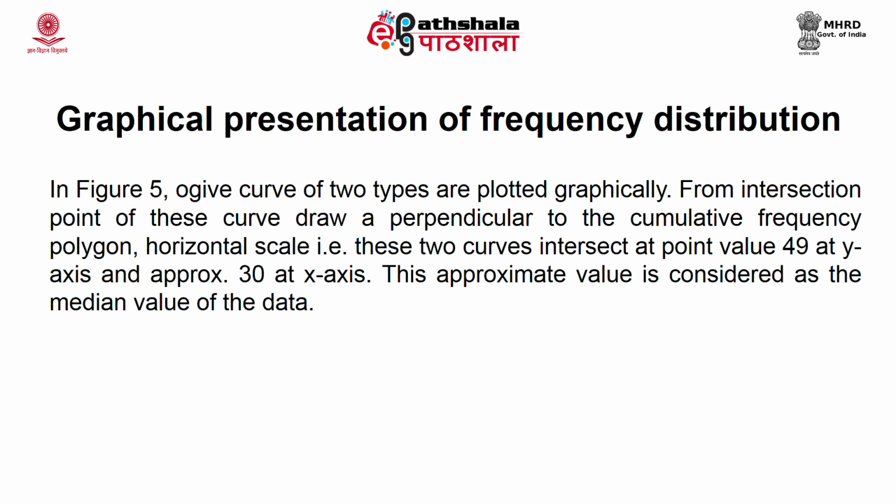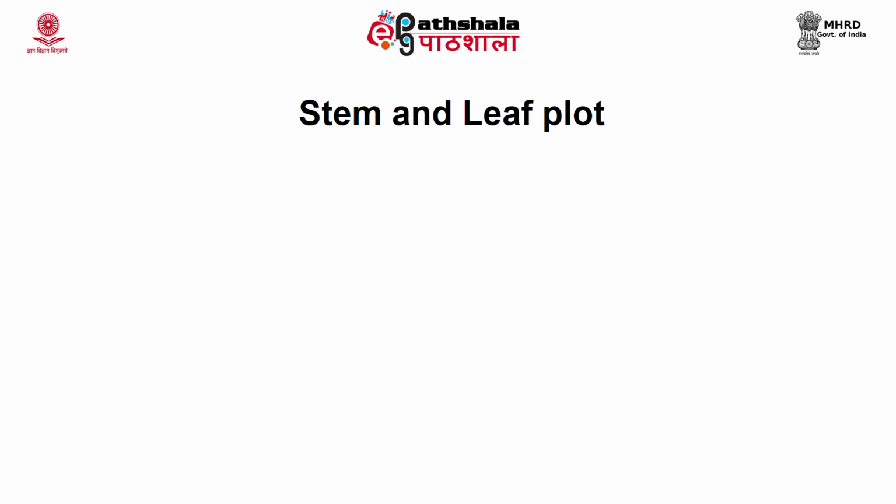In figure 5, ogive curves of two types are plotted graphically. From the intersection point of these curves, draw a perpendicular to the cumulative frequency polygon horizontal scale. These two curves intersect at the value 49 on the y-axis and approximately 30 on the x-axis. The approximate value is considered as the median value of the data.